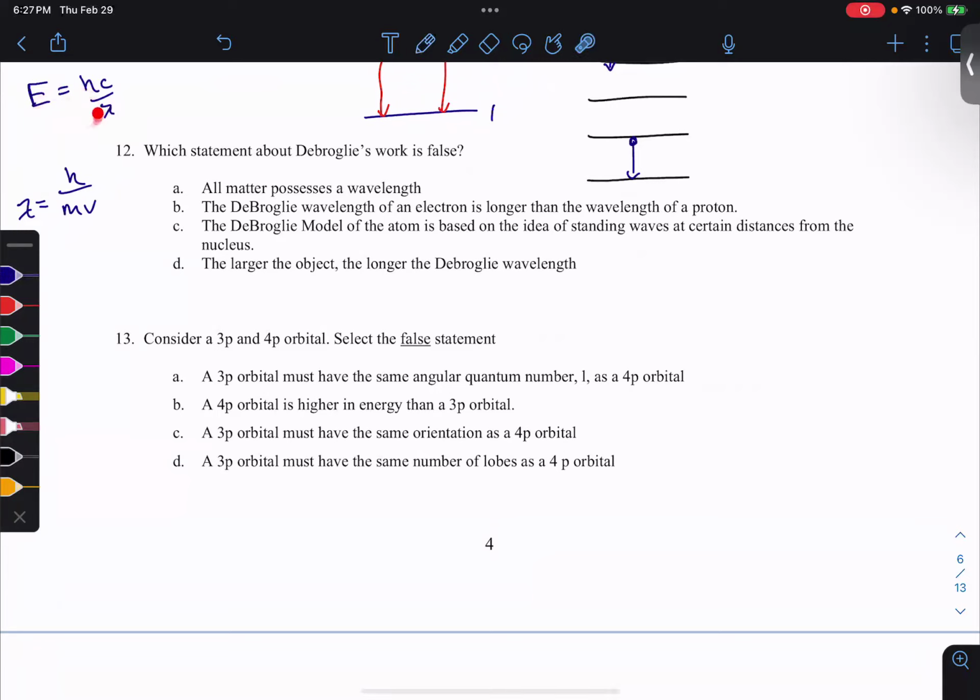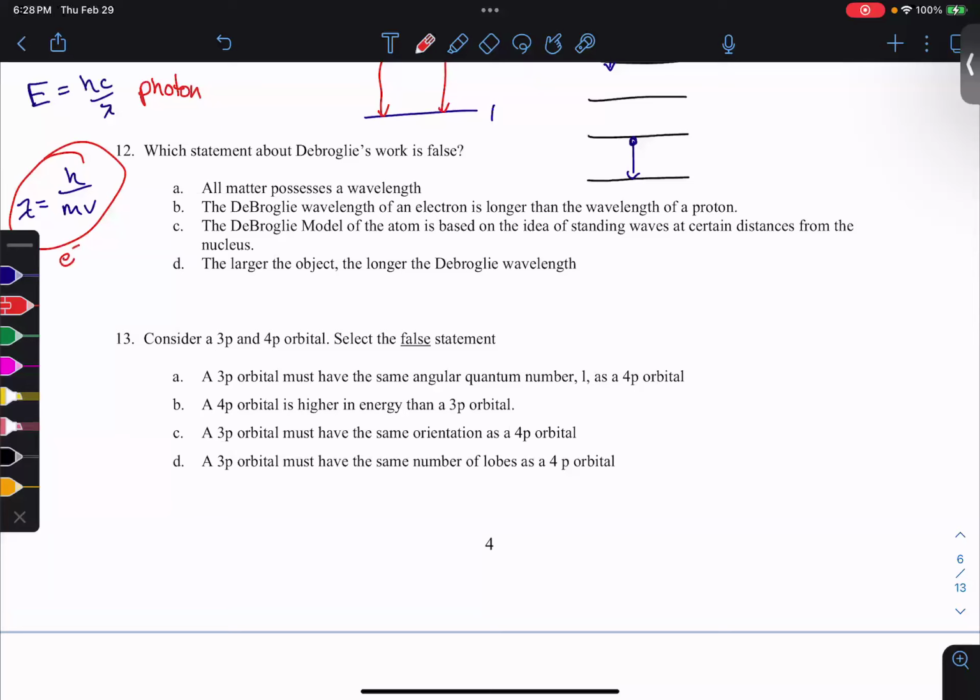This energy wavelength equation describes a photon. A photon is another word for what? Light. But the de Broglie wavelength equation, do we use that for photons? Do photons have mass? No. So we use this for electrons or objects in motion generally. So these are the two equations that have wavelength in them, but keep them separate. It'll help you out here.